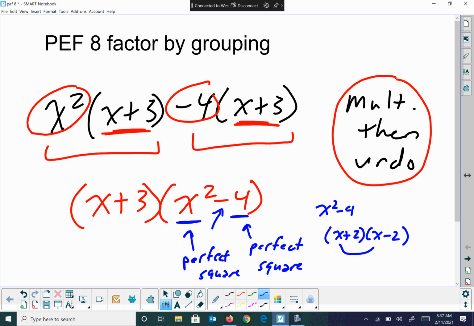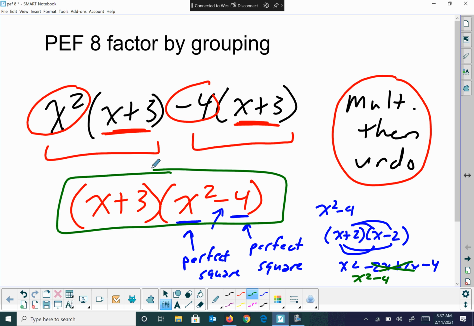Remember, if I double distribute here, if I go x squared minus 2x plus 2x minus 4, my middle terms drop out. That leaves me x squared minus 4. So this is a preview. Right now, the answer for this example is right here. We're done. But I just wanted to give you a little preview of something that's coming.